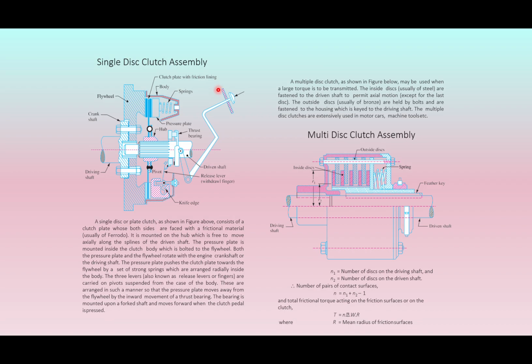This is based on the single clutch. This is a single clutch assembly. And this is a multi-disc clutch assembly. So you have two different arrangements here: one based on a single disc and the other one the multi-disc. We will come to this formula later on.